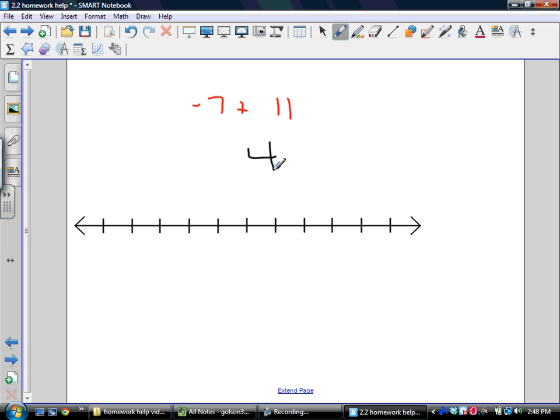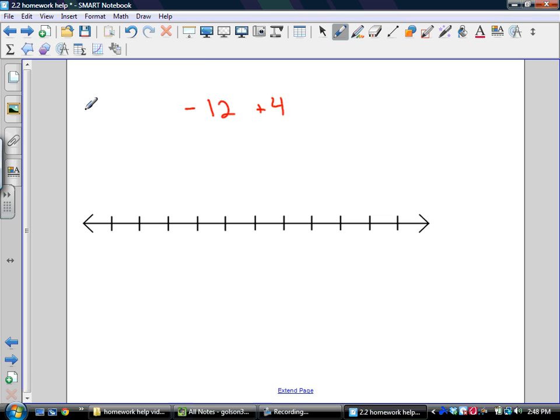If I wanted to see that on a number line, I would start by going, if this were 0, 7 to the left to start. And then I would move 11 to the right. And that would put me up at positive 4. So that's how I get my answer either way. Okay, same thing here. It's going to be the same rule, so go ahead and try this one.